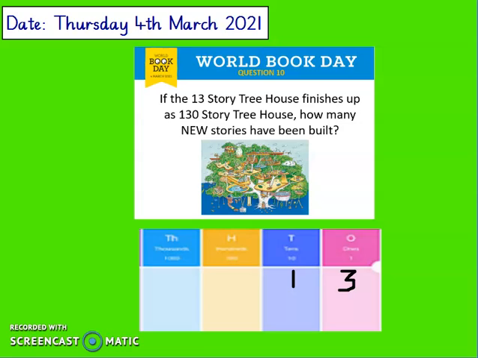If the 13-storey treehouse finishes up as a 130-storey treehouse, how many new storeys have been built? Let's use our place value grid to answer this. So we've written 13 in, and we've got 130. Now we can look from 13 to 130. We're just moving it one place up the place value grid, which tells us that we are timesing it by 10. So there are 10 new storeys that have been built.